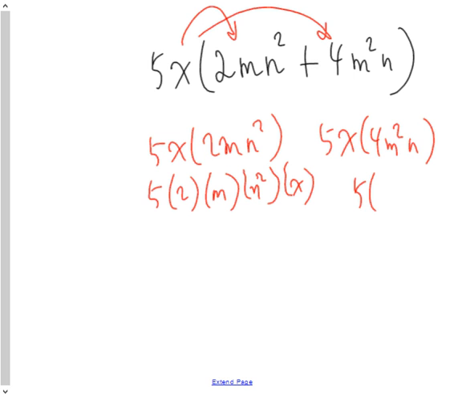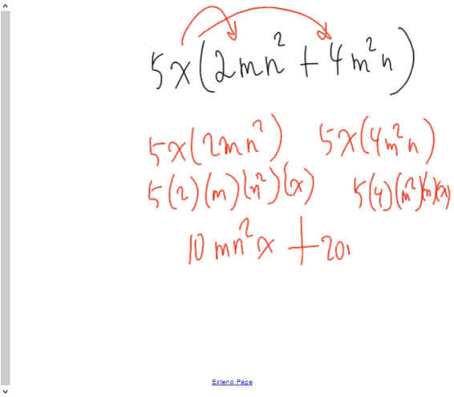I'm going to go a 5 multiplied by a 4 multiplied by an m squared multiplied by an n multiplied by an x. And then when I finally simplify it, it's going to be 10 m n squared x plus 20 m squared n x. Okay. And you can't add those together because they are not like terms. Even though they do share similar variables, they don't share exact variable structure, so therefore you can't add them together.